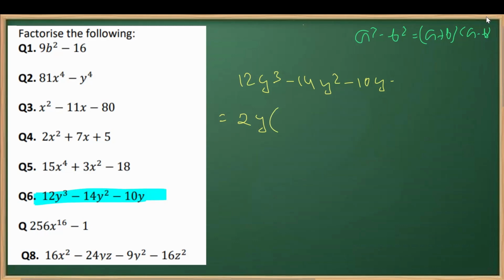So taking this as common, what will we get inside? We'll get 6y square minus 7y minus 5. This is what comes inside. When I take 2y common and divide each of them by 2y, we get this. Now what we can do further is to factorize the expression inside the bracket, that is by middle term splitting.